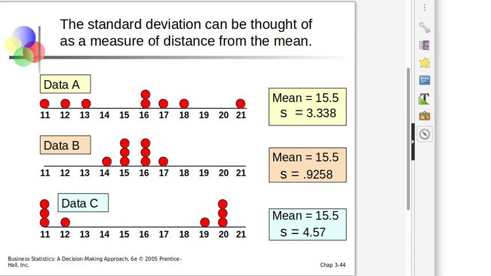In other words, the standard deviation can be thought of as a measure of distance from the mean, or how far an element, a sample, or a value is from the center of the sample.